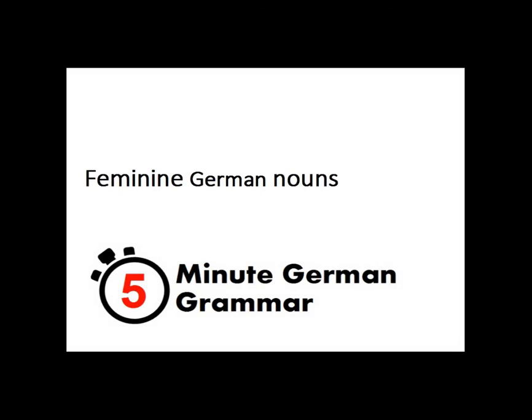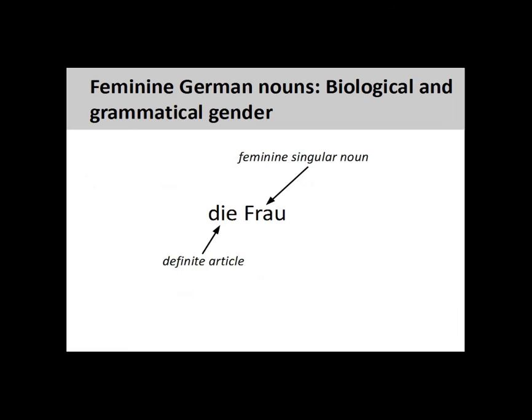Thank you for watching. This presentation will examine feminine German nouns. You will recall from the presentation on German nouns that all singular nouns have a grammatical gender. This gender can be seen in the definite article. Here, the biological gender of the noun Frau, woman, agrees with its grammatical gender. The definite article die shows that this is a feminine singular noun. When learning German, it is important to memorize the definite article with the noun.